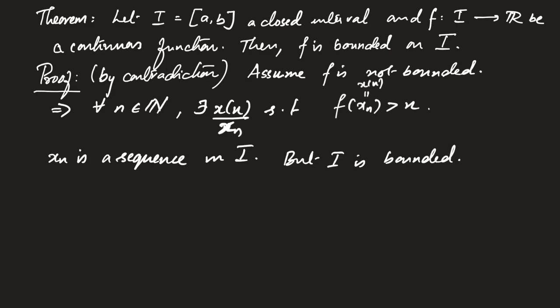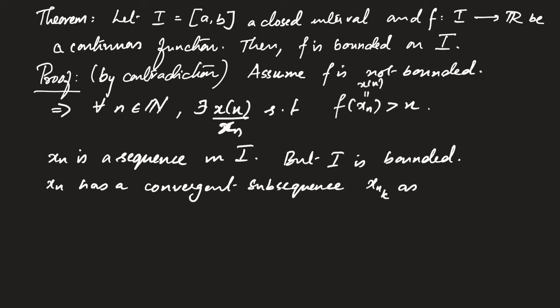So x_n is a bounded sequence. We know that a bounded sequence has a convergent subsequence. So x_n has a convergent subsequence x_{n_k}, as x_n is bounded. Let us further say that x_{n_k} converges to x.